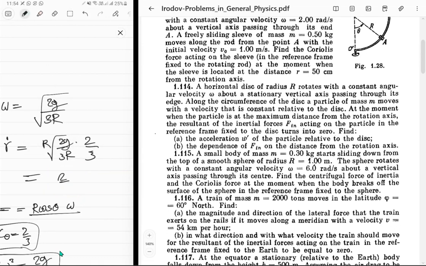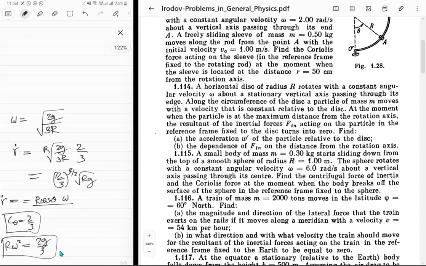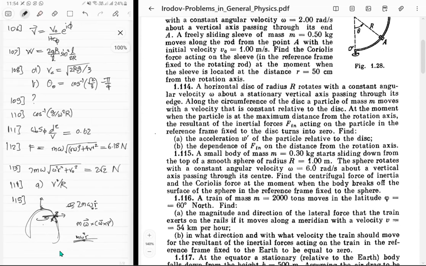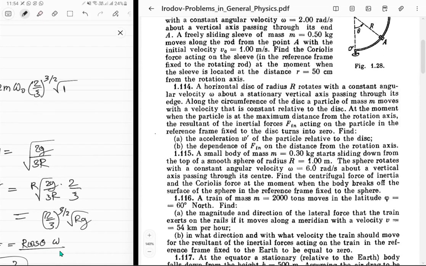What's happening? 2/3 to the power 3 upon 2, and then you got square root of rg. Okay, so that's r dot. Just need to put that in here. So 2m omega naught, and then r dot. So that's going to be 2/3 to the power 3 upon 2 times square root of rg.